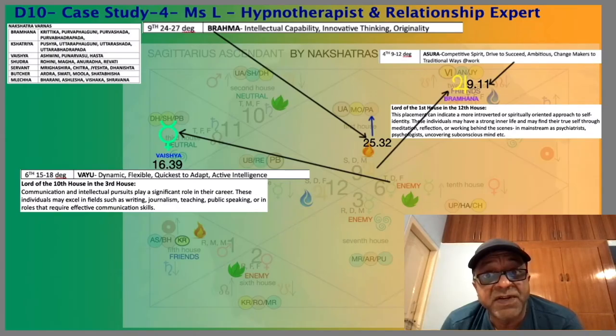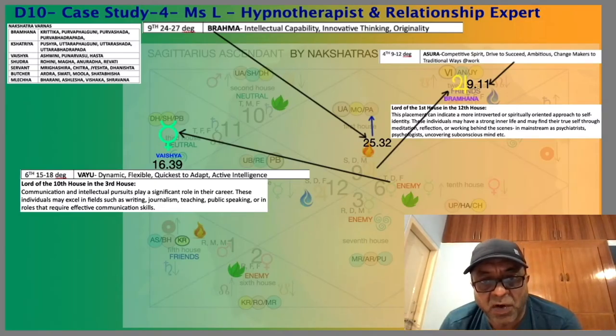So the Lord of the first has gone to the 12th in D10. This placement can indicate an introverted or spiritually oriented approach to self identity. We are part of the same spiritual group. That's how we, in fact, met. These individuals may have a strong inner life and may find their true self through meditation, reflection, or working behind the scenes as psychiatrists, psychologists, or uncovering the subconscious mind. That was just the Lord of the first.